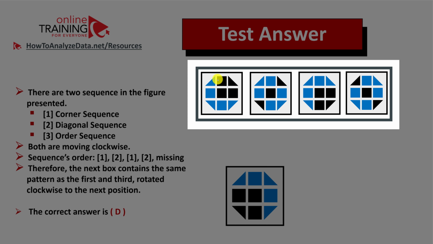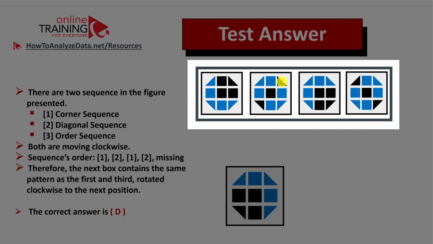There's a pattern for corner sequence. This is the boxes, for example, here, in the upper right corner. And they move clockwise. You see the pattern continues in the box 3, and the upper right corner becomes bottom right corner. There is also a diagonal sequence, and I show this sequence right here in the boxes 2 and 4. And the diagonal sequence also moves clockwise.